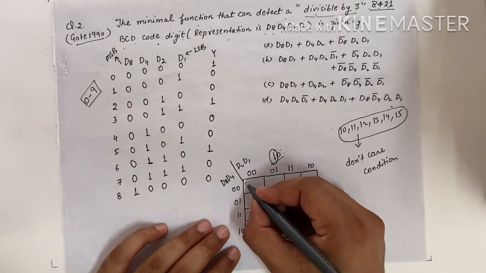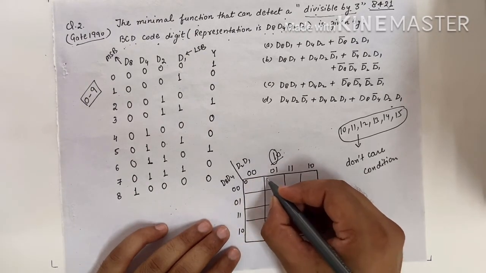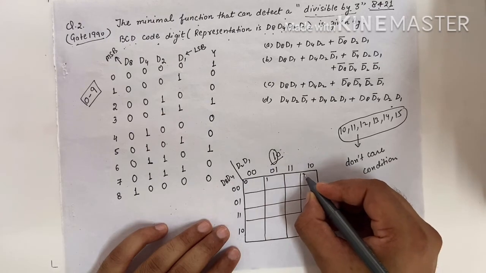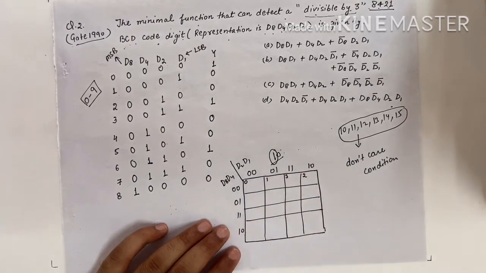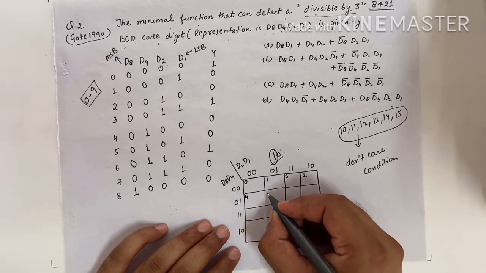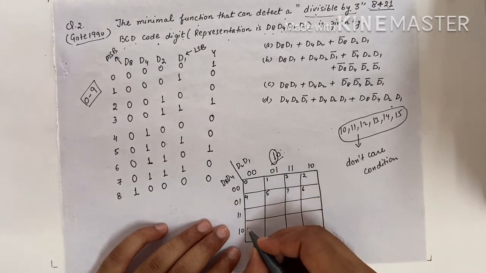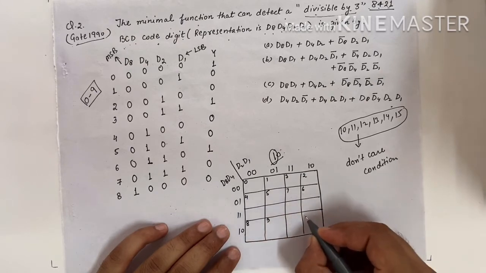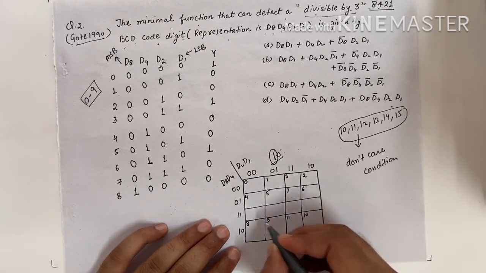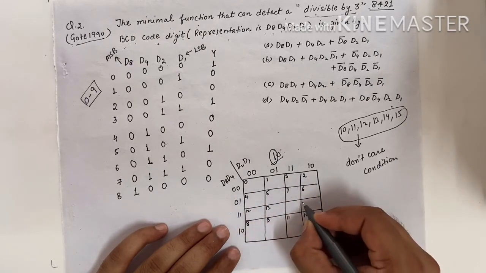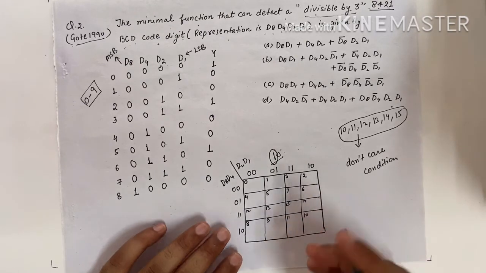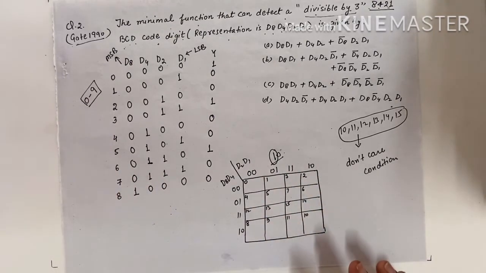Okay, this cell is represented by 0, this cell is represented by 1, this cell is represented by 2, this cell is represented by 3, this cell is represented by 4, this cell is represented by 5, this cell is represented by 6, this is 7, this is 8, this is 9, this is 10, this is 11, this is 12, this is 13, this is 14 and this is 15. In this way we have to write the cell number.